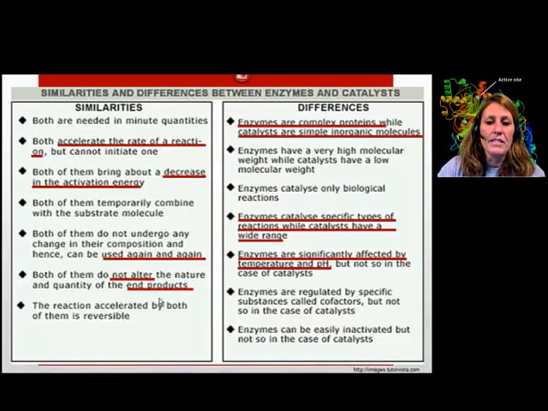But you want to have enzymes and catalysts. Okay, so it'd be like in detergent. If you wash your clothes, they're going to get clean if you just use water.